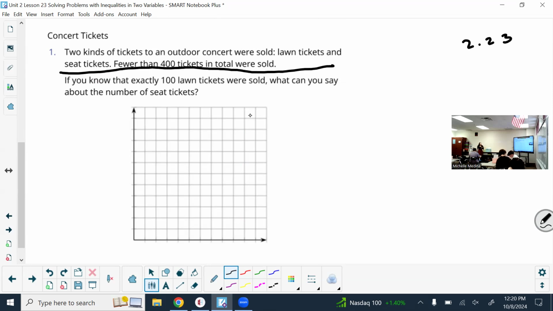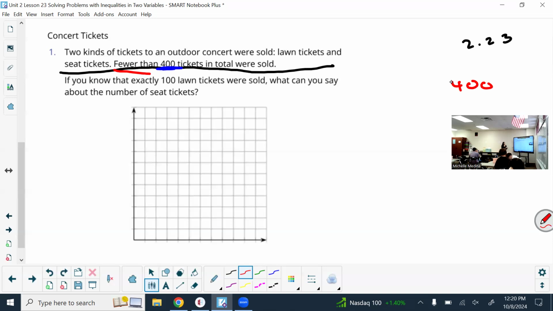Table 6, can you tell me the constraint in this? Table 6. 400. So 400. Normally we are separating the unit tests into equations and inequalities. We already took the one on equations, so you know this is going to be an inequality. But normally you have to determine that yourself. So look at the words surrounding the 400. It says that fewer than 400 tickets were sold.